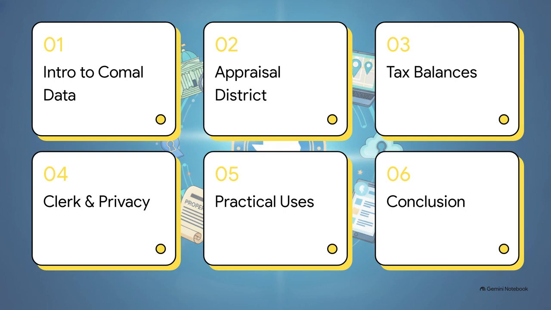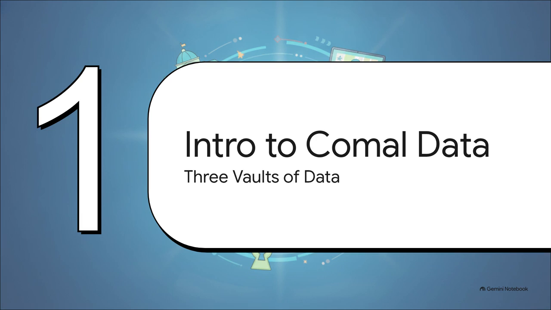Here is our roadmap for today. First, we'll do a quick intro to Comal property records. Then, we're navigating the appraisal district, checking tax balances and financials, and exploring the clerk's records and data privacy. Finally, we'll cover some highly practical uses and wrap up with our conclusion. Starting with Section 1, an intro to Comal property records and the 3 vaults of data. You see, in Texas, county property records aren't just in one giant pile. They are actually decentralized across 3 distinct statutory bodies.